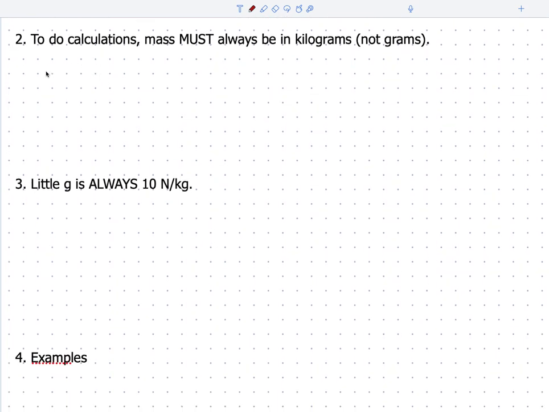Second, to do calculations, mass must always be in kilograms. So if you have a mass that is equal to 5 kilograms, check, you're good. Now sometimes, like our scales that we use in labs, don't record in kilograms, they record in grams. So if you put something on the scale in our class, it would say that mass is 250 grams. Well, if you're going to use the equation, the force of gravity equals mass times little g, this mass has to be in kilograms, has to be. Otherwise, you'll get an incorrect number.